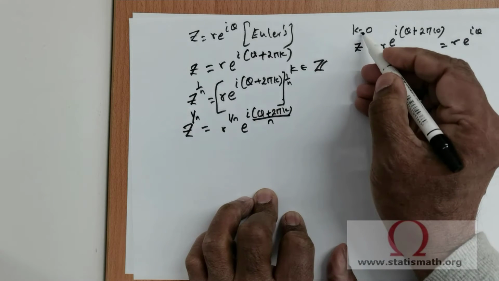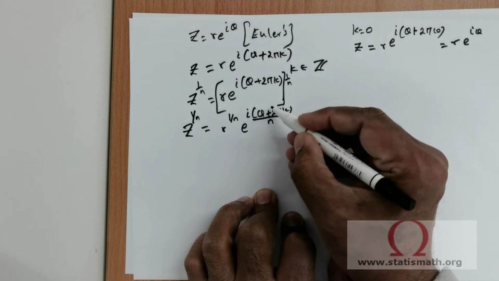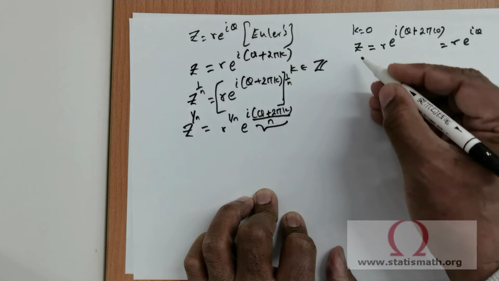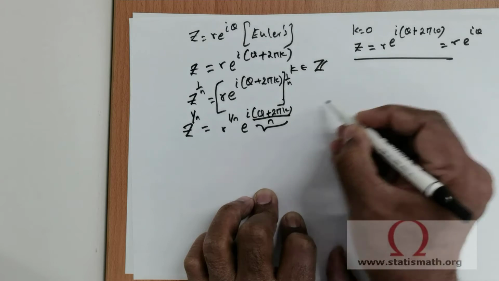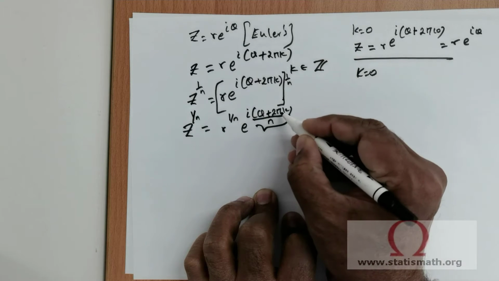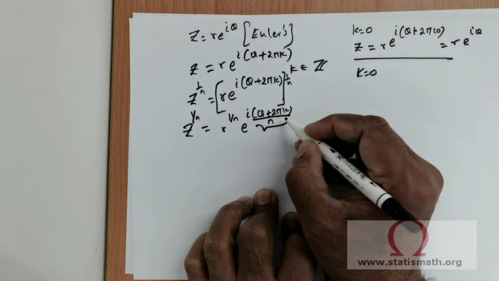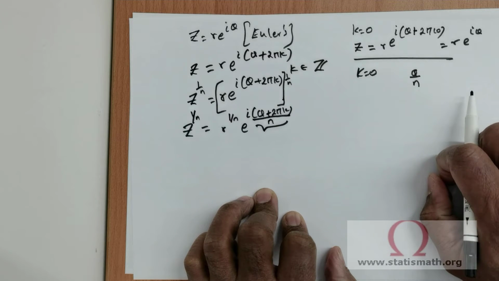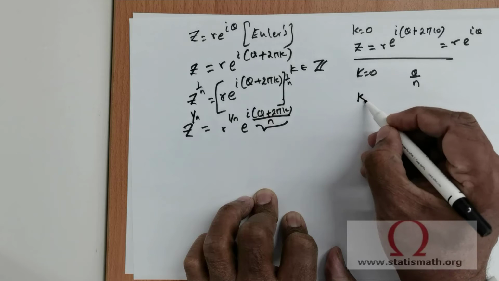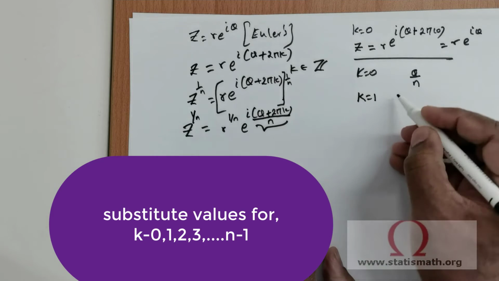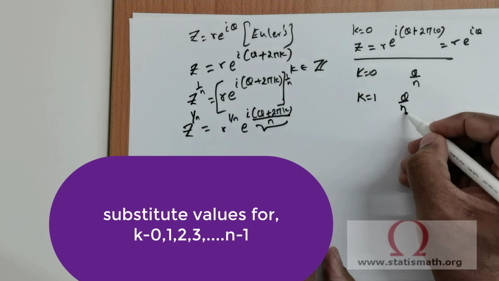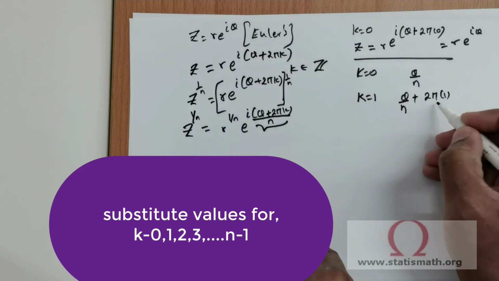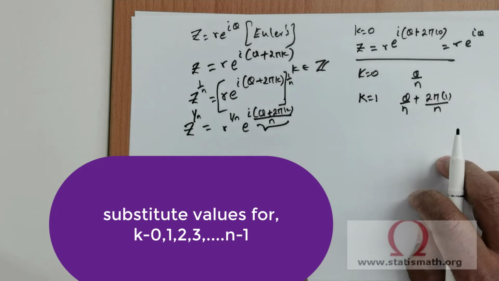Now, if I were to take k = 0 for this quantity, I'm concerned about the exponent of this region. For k = 0, the 2πk term vanishes, and I would be left with just θ/n. Now, when k = 1, this is going to be θ/n + 2π(1)/n. So this is going to be the quantity.